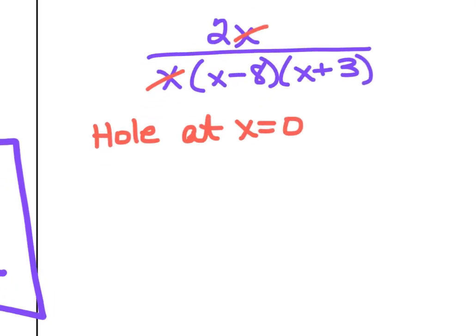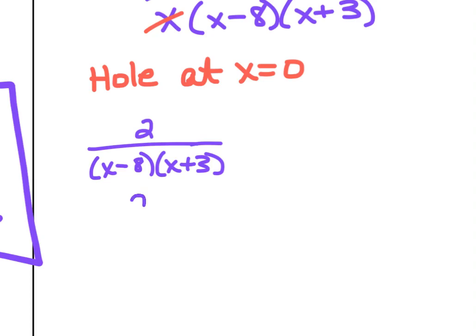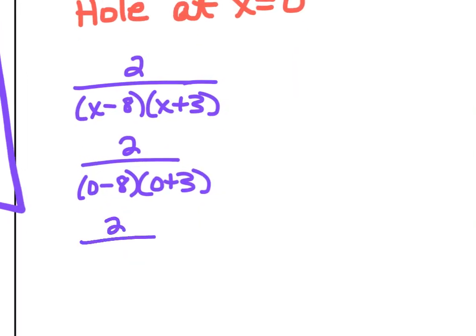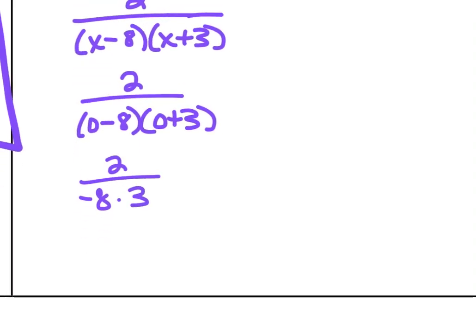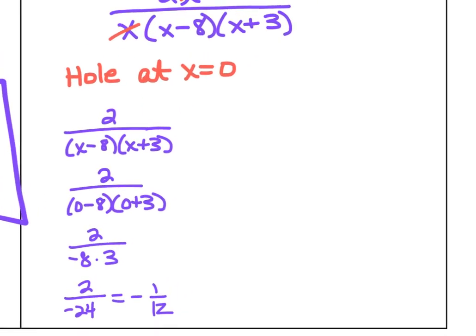To find the y value of the hole, I'm going to take the 2 and the (x minus 8) times (x plus 3), and substitute 0 for the x's. So 2 over (0 minus 8) times (0 plus 3). So that's 2 over negative 8 times 3. 2 over negative 24 is negative 1/12. And so my hole is at 0, negative 1/12.